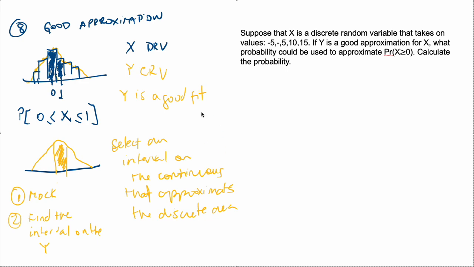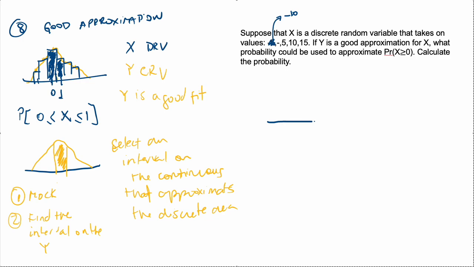So this is what we are seeing. Suppose x is a discrete random variable that takes on values -10, -5, 10, 15. I'm sorry, this is -10. If y is a good approximation of x, what probability would be used to approximate the probability of x being greater than 0? Okay? All right.